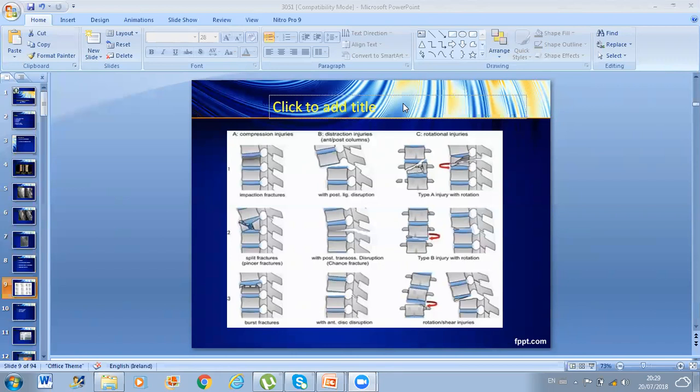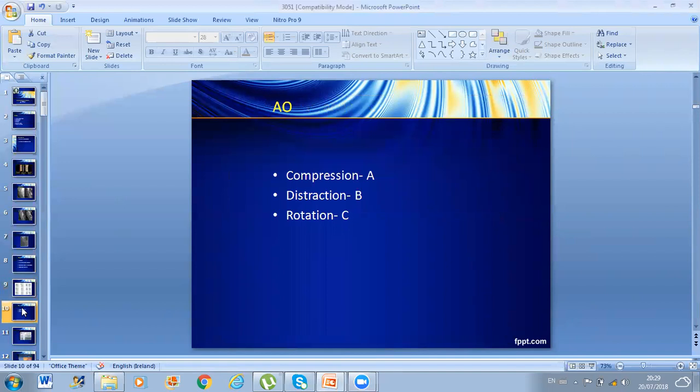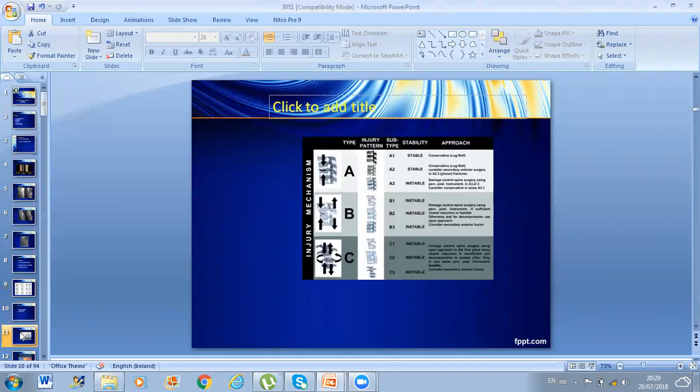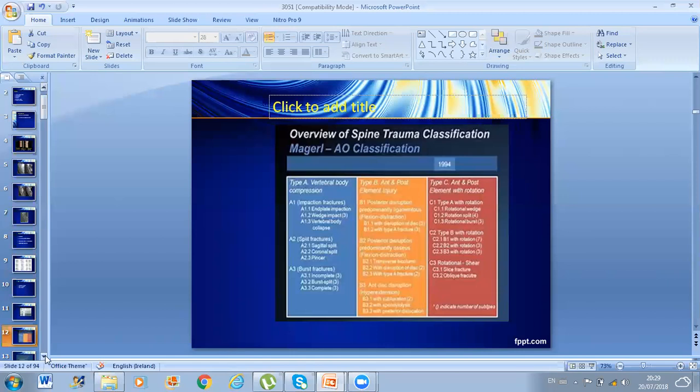This is a descriptive sort of classification. We don't use it in exams or clinically; it is only used for research purposes. For exam purposes, you can divide into three types: A is compression, B is distraction, C is rotation, with C1, C2, C3 reflecting the severity of injury. There are some explanations on the AO website about which columns are unstable and which are stable, but we don't normally use it.